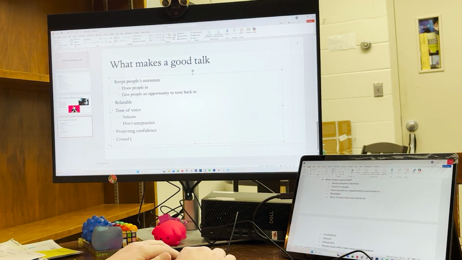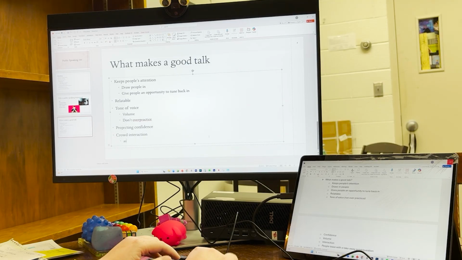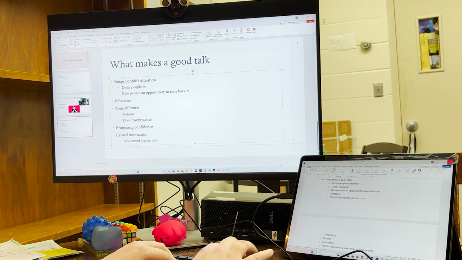Some form of crowd interaction will typically go well. This doesn't have to be asking them a question. You could ask the crowd a question, but that is kind of mixed. Sometimes the crowd doesn't respond. Sometimes they don't respond the way that you expect them to. It's a bit of a risky move. So a crowd interaction doesn't always have to be that.